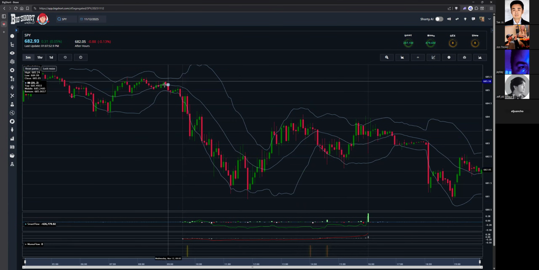I want you to emotionally commit this idea to memory: strong down, retrace, follow through. Okay? You don't know how strong the follow through is going to be, especially on a downtrend day. On an uptrend day, the follow through is going to hit the high of day. But on a downtrend day, you might even only get a 50% retracement like we did.